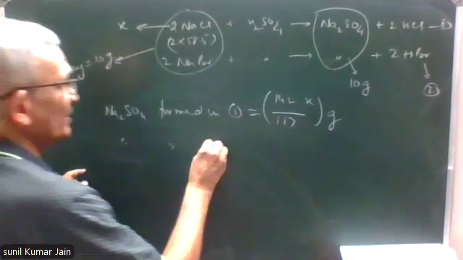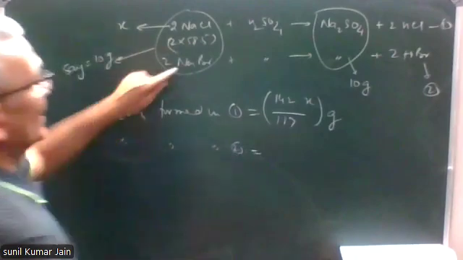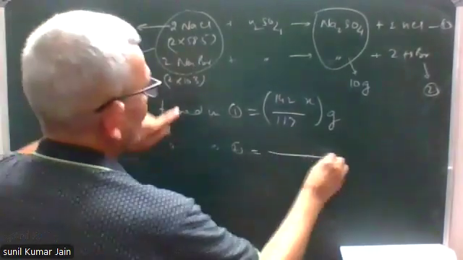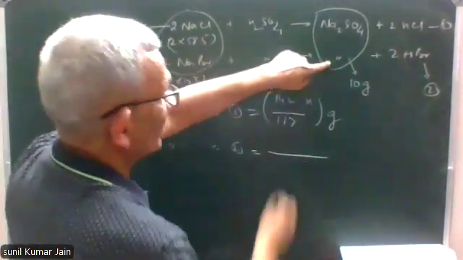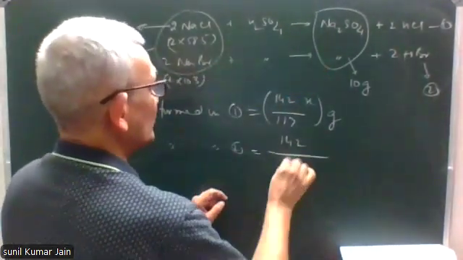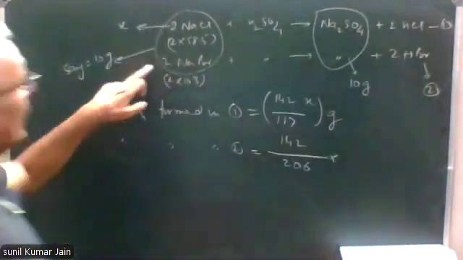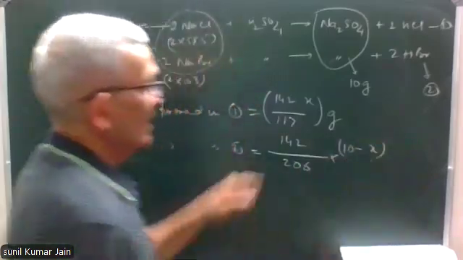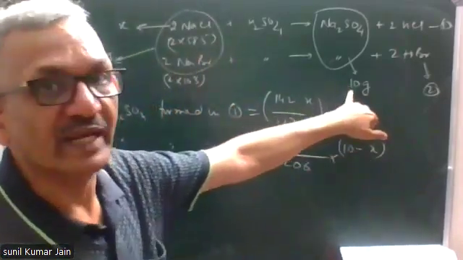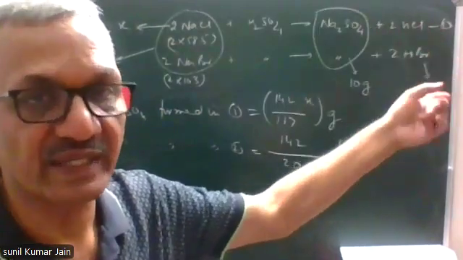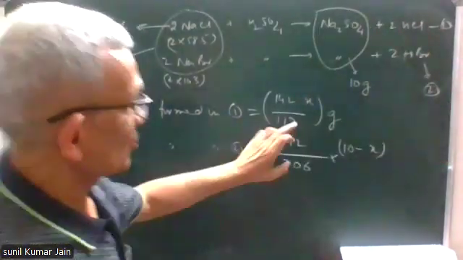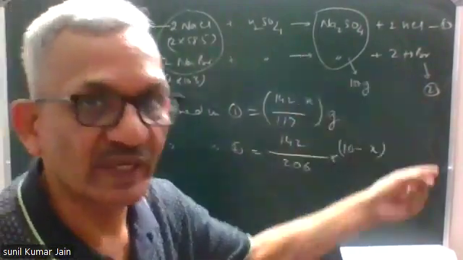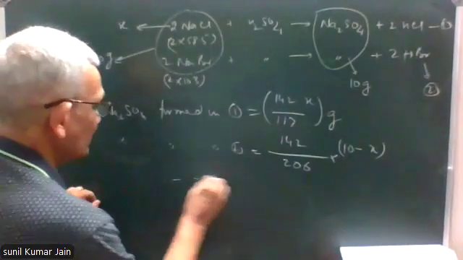So sodium sulfate produced in reaction 2. This is 2 into 103, 206 gives 142. 1 gives 142 divided by 206. And 10 minus X will give how much? This plus this will be equal to 10. Same method as we did earlier today in one of the numericals. So this plus this is equal to 10. After that, calculate the value of X. I'm telling you the value of X.